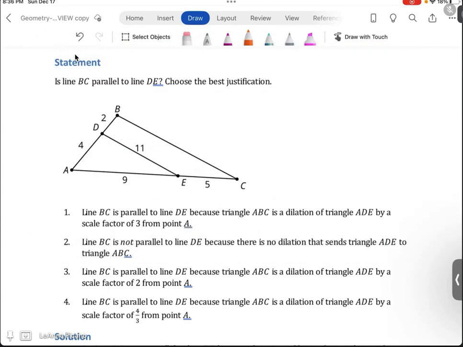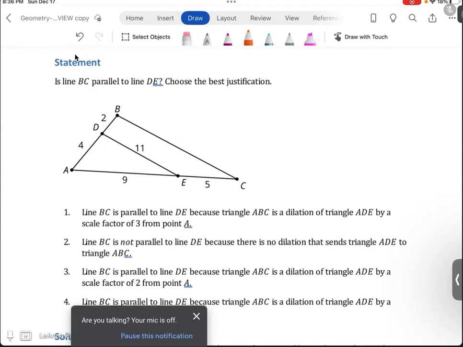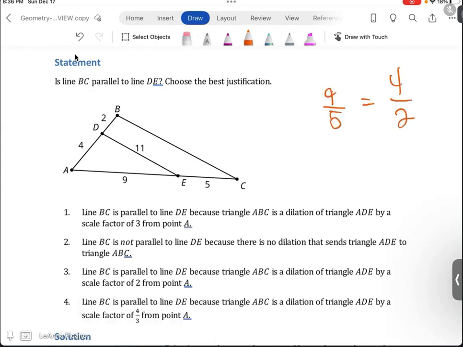Okay, so I'm just going to pick any proportion here: 9 over 5 is equal to 4 over 2, right? 9 times 2 is 18. 5 times 4 is 20. These are not equal, right? These proportions are not equal. Therefore, these lines, BC and DE, are not parallel.